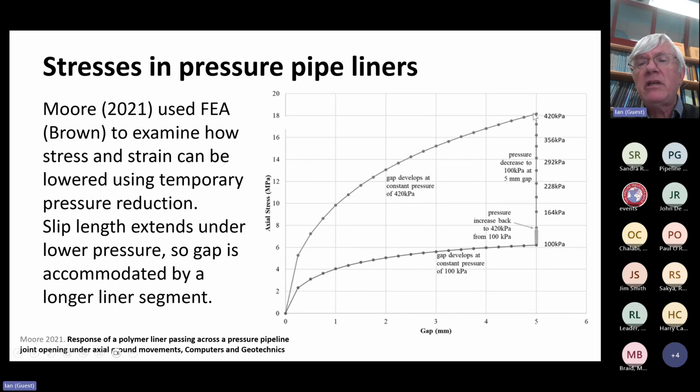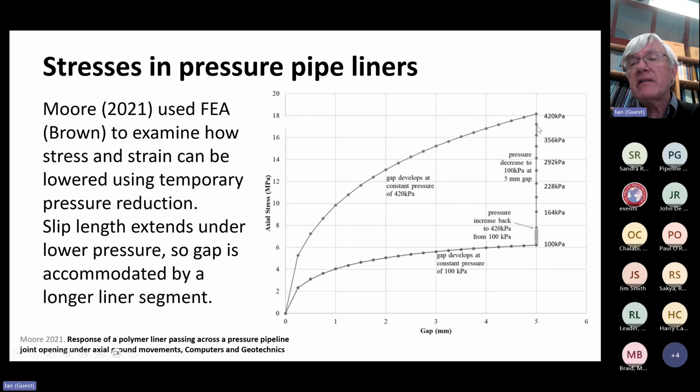But just temporarily we can lower the pressure, and what this allows to happen is slip to then develop between the liner and the host pipe. That slip will extend much further from that joint or from that fracture. It will allow the joint to stretch over a much longer distance, and therefore the stress will reduce as a result.